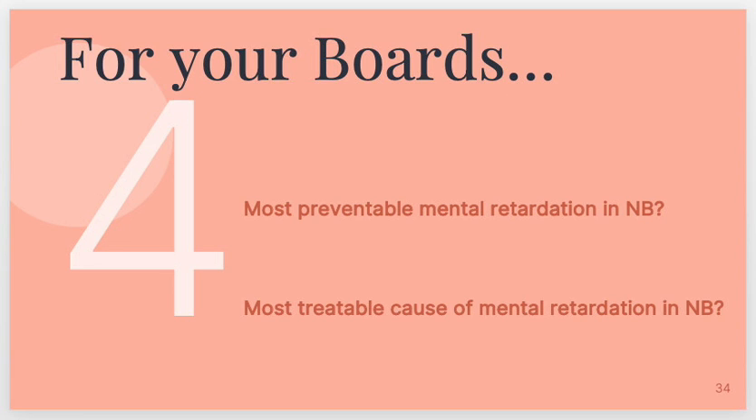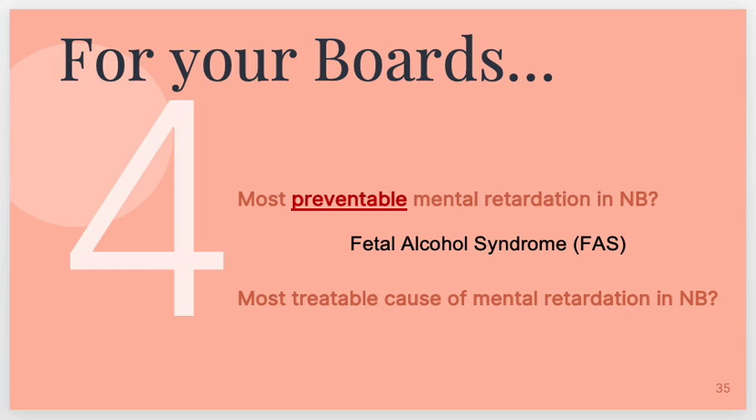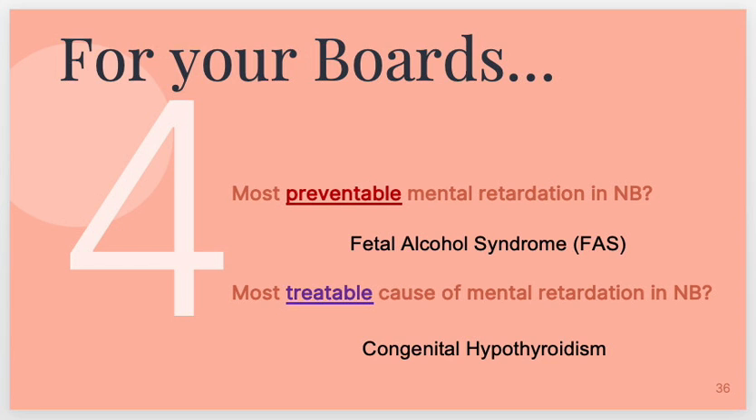And so for your boards, this would be your fourth question. And it's kind of like a dual thing, so that way you know the difference. The most preventable mental retardation in newborn babies would be fetal alcohol syndrome. We know that avoiding alcohol during pregnancy will actually avoid this problem. And then the difference between this one and the second part of this question is that the most treatable cause of mental retardation in the newborn baby would be congenital hypothyroidism.